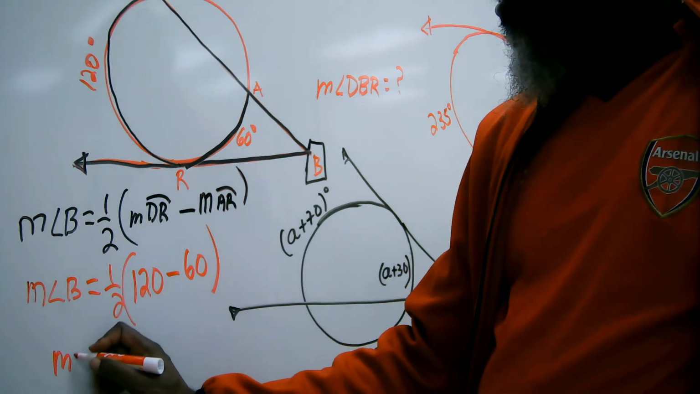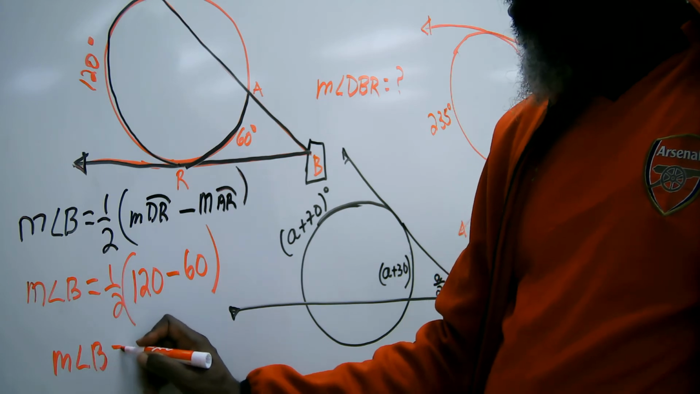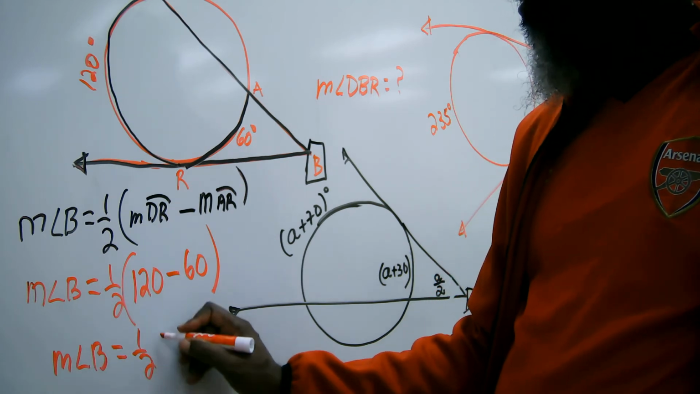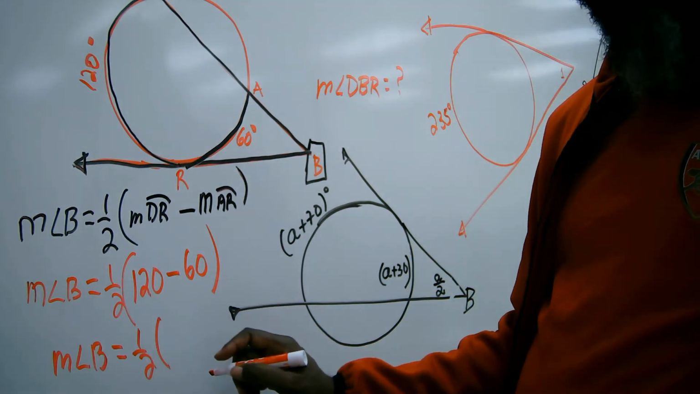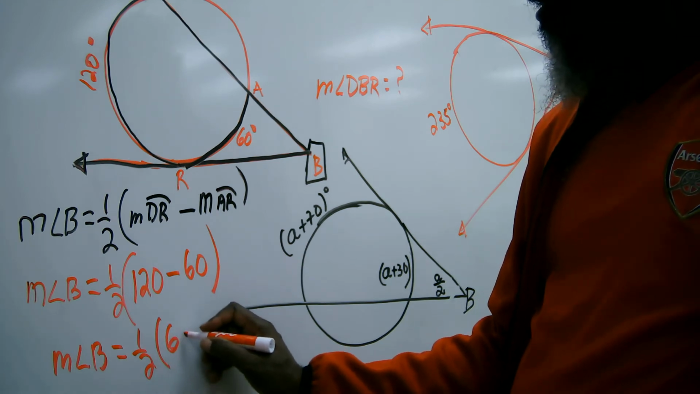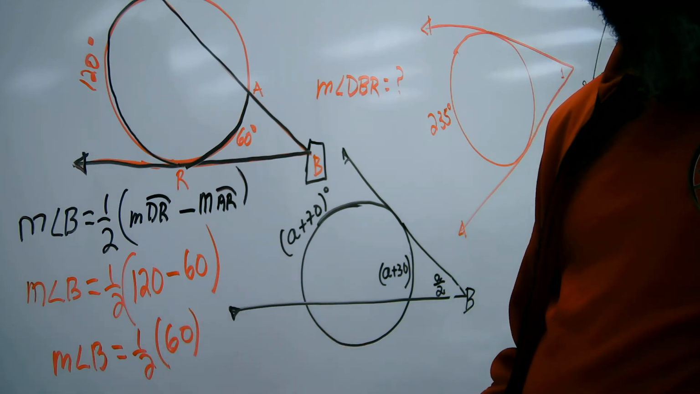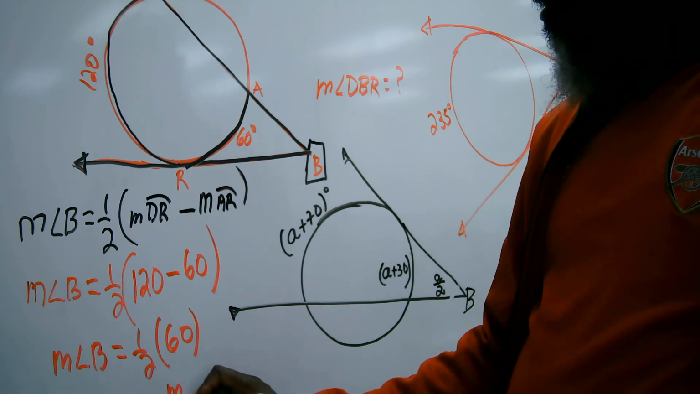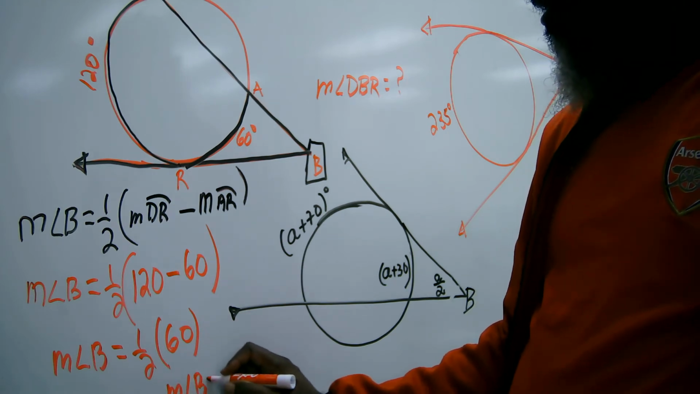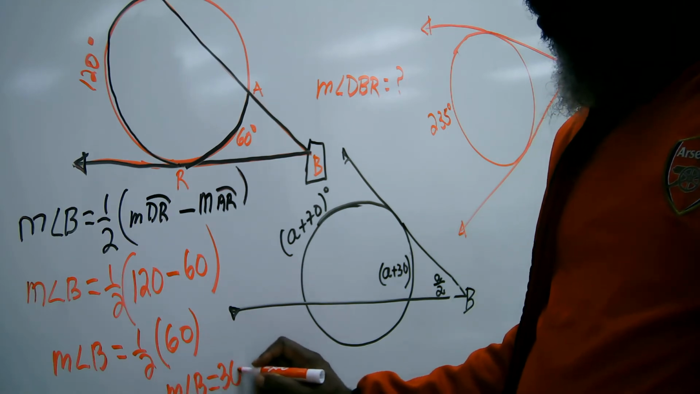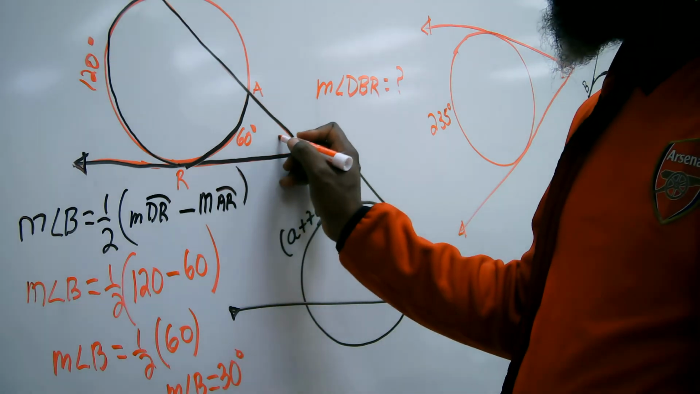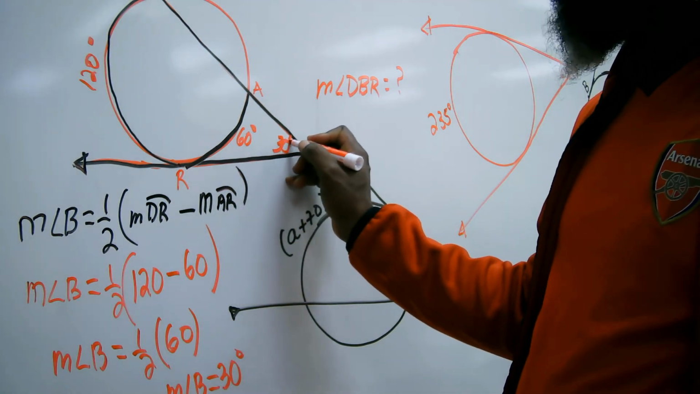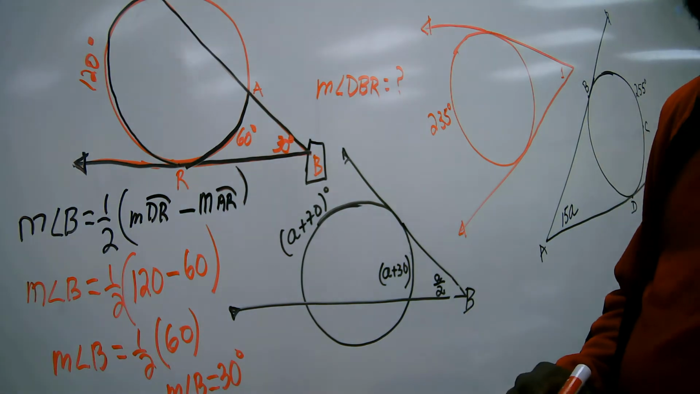So measure of angle B is equal to 1/2. When I find the difference between 120 and 60, it is 60. Then the only thing I have to do is take half of 60. In this case, half of 60 is 30. So measure of angle B will be 30 degrees. So you're done with this problem. We have found angle B that we were looking for.